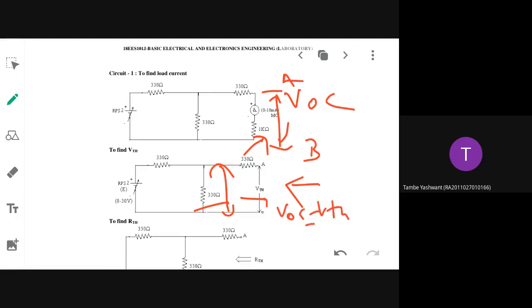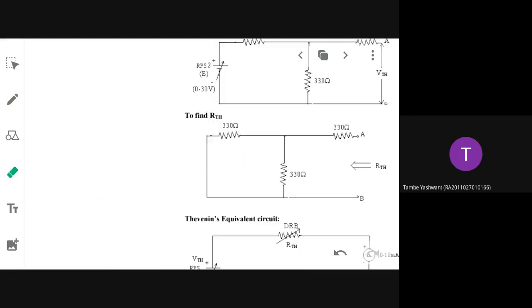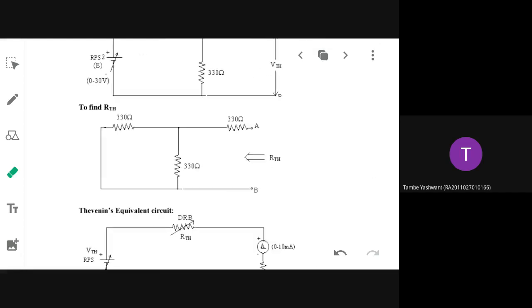So for that you can apply KVL here and find out what is the current and use that current, multiply it with 330, you will be getting VOC is equal to VThevenin. That is how you will be finding out VOC, VThevenin. Next thing is you need to find out RThevenin. So if you want to find out RThevenin, last class I told you how to kill the sources.